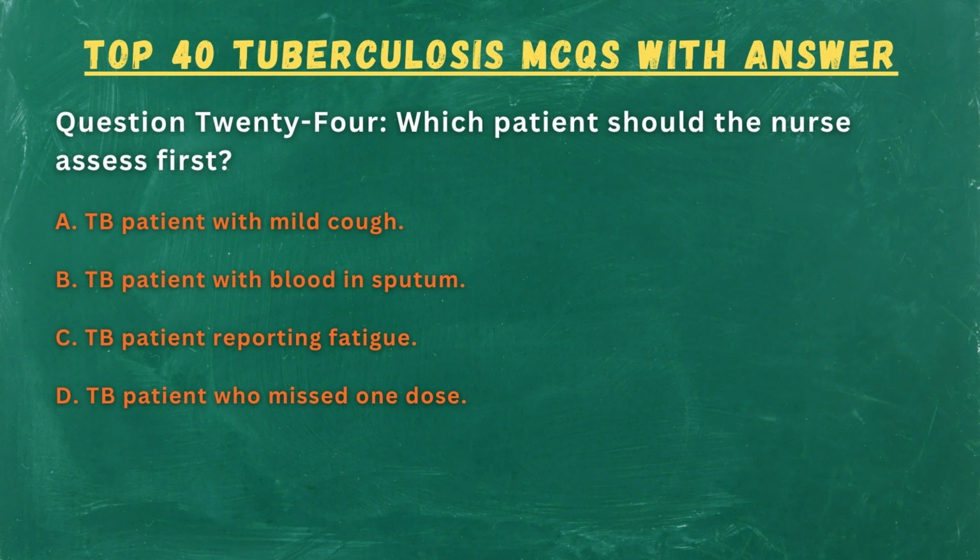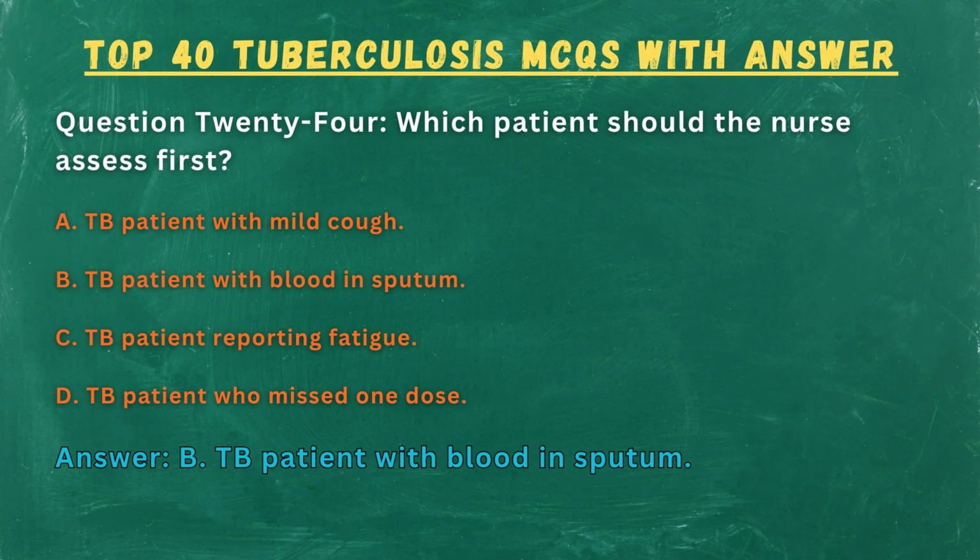Question 24. Which patient should the nurse assess first? A. TB patient with mild cough. B. TB patient with blood and sputum. C. TB patient reporting fatigue. D. TB patient who missed 1 dose. Answer. B. TB patient with blood and sputum.